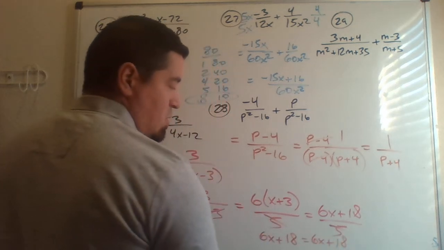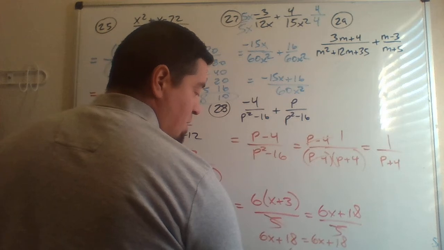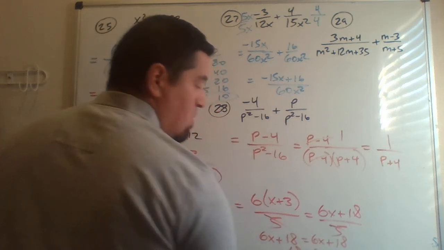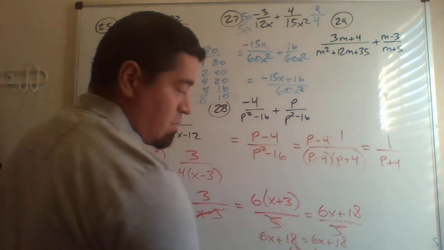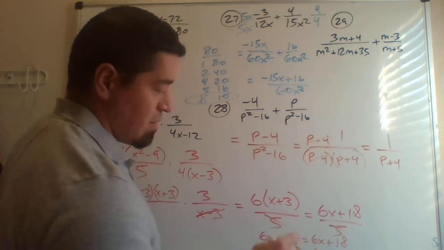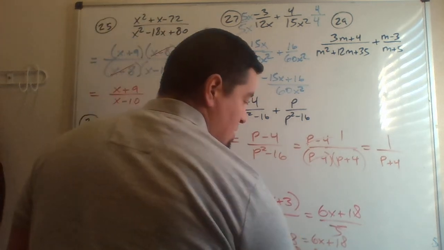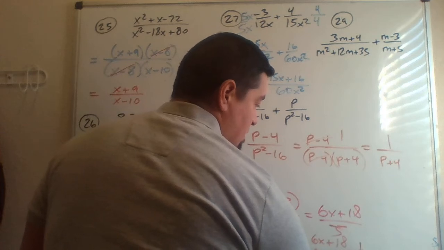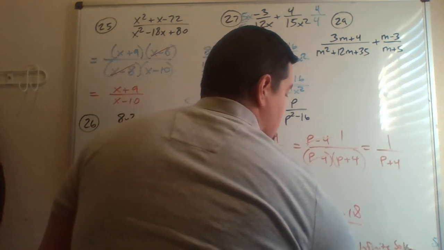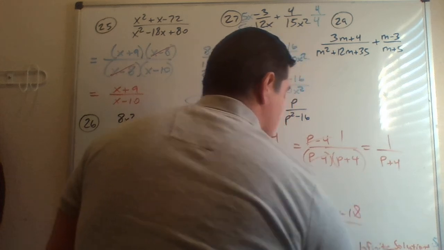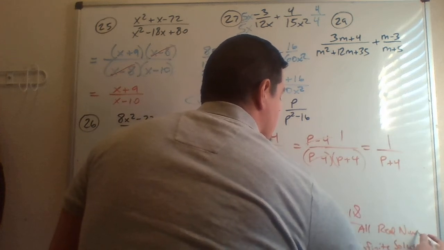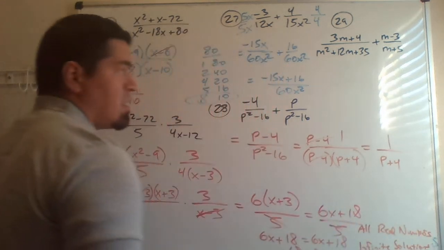Now, if you subtract 6x, you end up with 18 equals 18. Which, this is what I was talking about earlier. The variables are gone, but the last time we did it, it was something like 2 equals a different number. But now you have 18 equals 18, so this actually tells you the solution is infinite solutions. And it's all real numbers. Okay, so that's the answer, all real numbers.